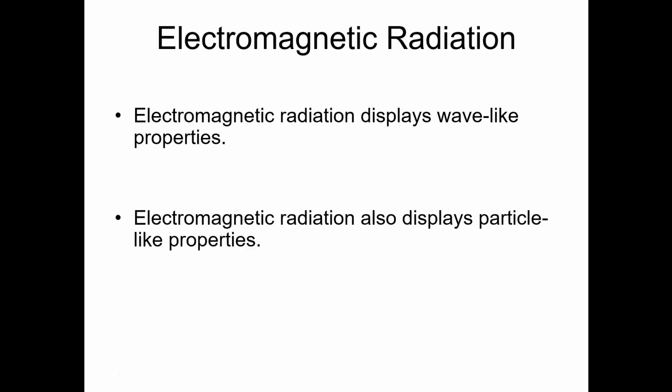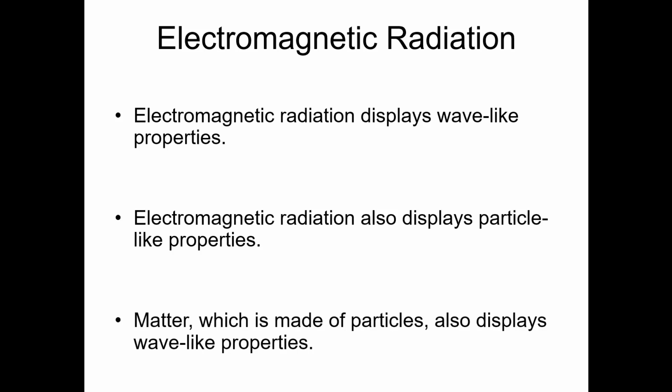Electromagnetic radiation also displays particle-like properties, and this is the concept of the photon. This gets into quantum mechanics and strange things that our minds can't really build models of very easily. But we just kind of have to accept that it's true, that electromagnetic radiation displays both particle and wave-like properties. Really briefly, a little bit later, we'll also get into the fact that matter, which is made up of particles, will also display wave-like properties, which is another strange thing.